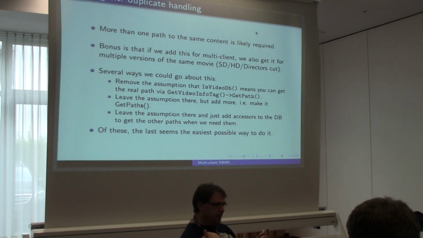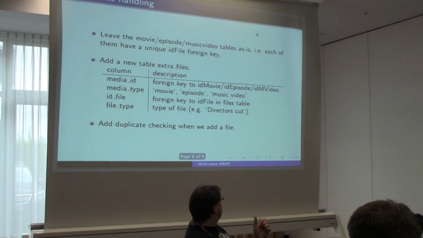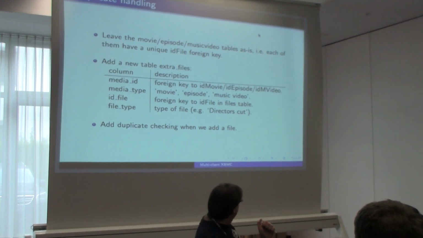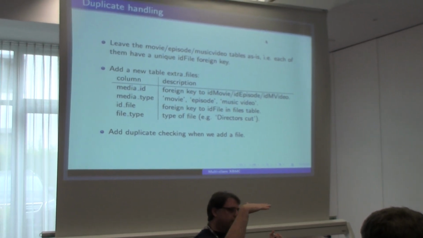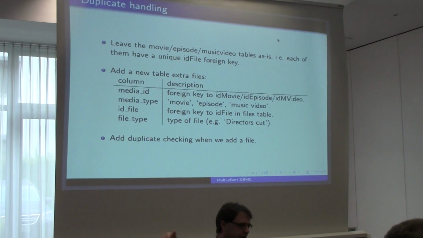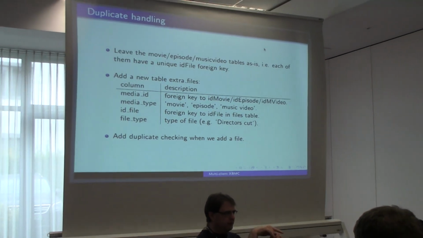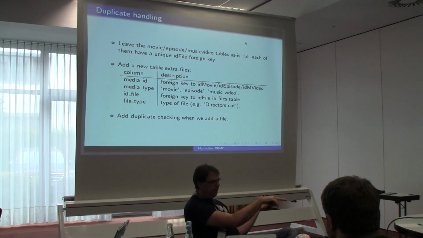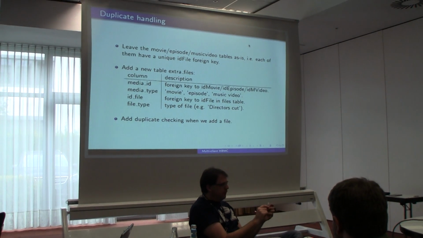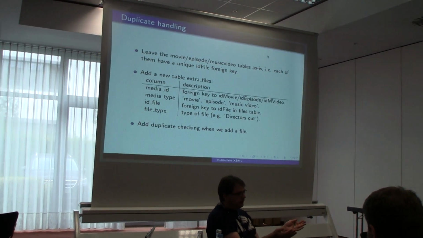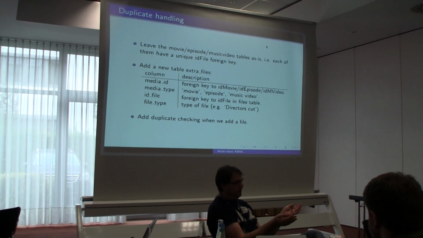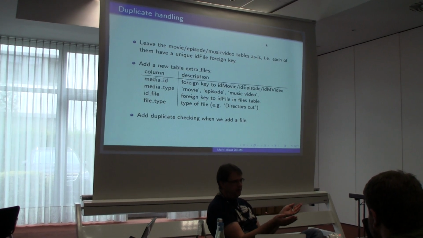And there's a much simpler way, and that's you just leave the assumption in, and all you do is you just have a separate table. Okay, so this is the idea. It's really dumb. But at the moment in the movie table, the episodes table, and all the other ones, you've got a unique ID file, which points to the files table, which has the URL of the file. So the idea is just to keep that. Who cares which one it's pointing to? It doesn't really matter, right? It's just the first one that was put in or whatever.